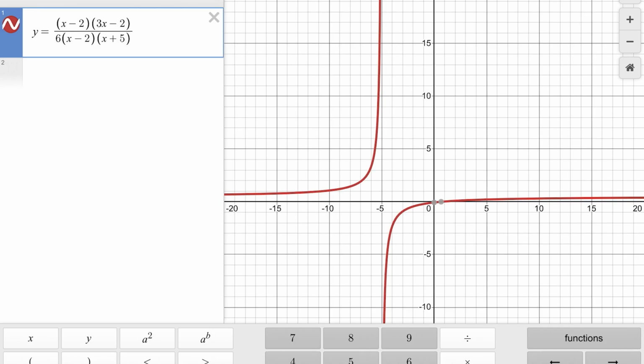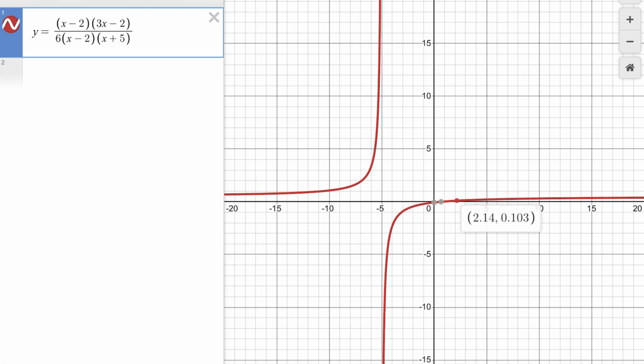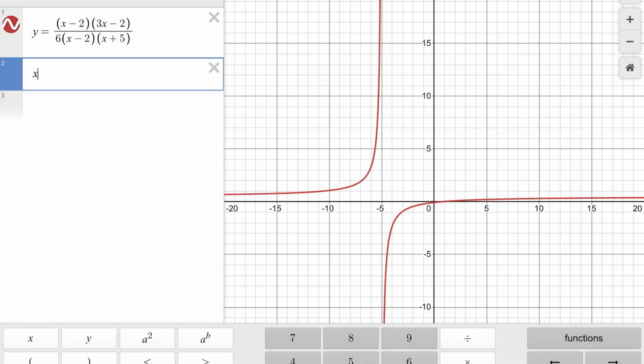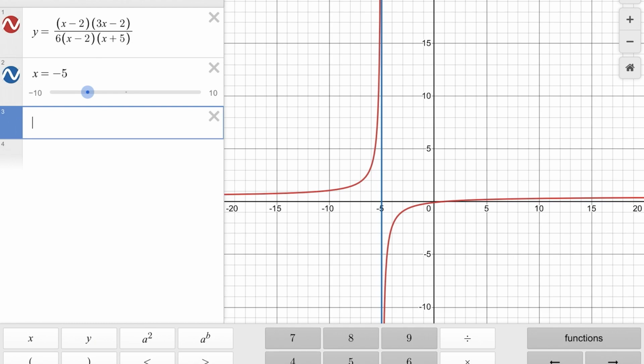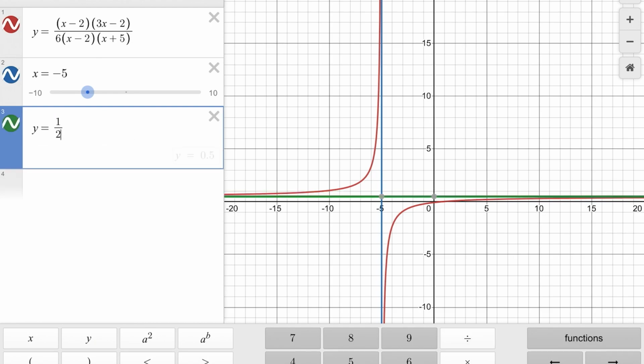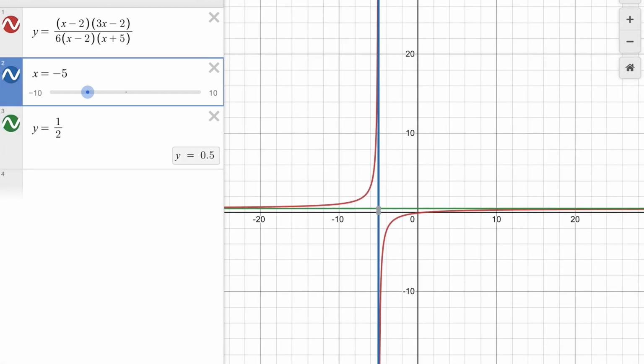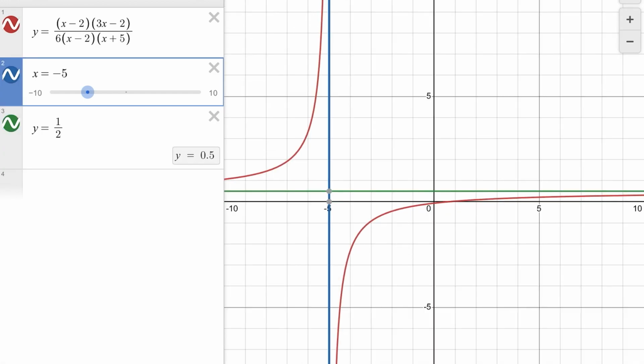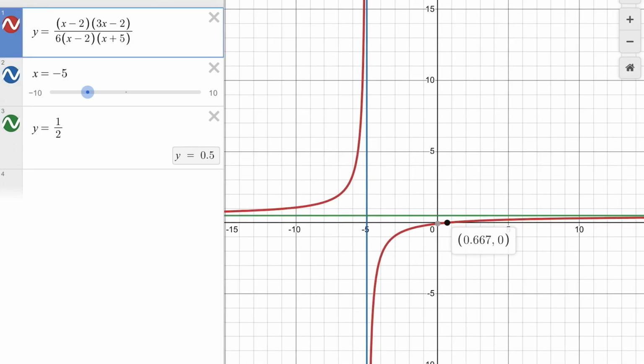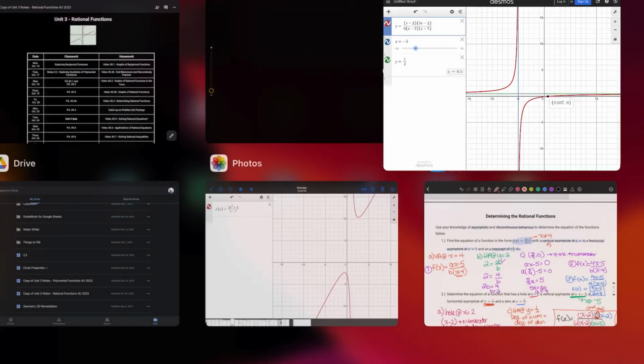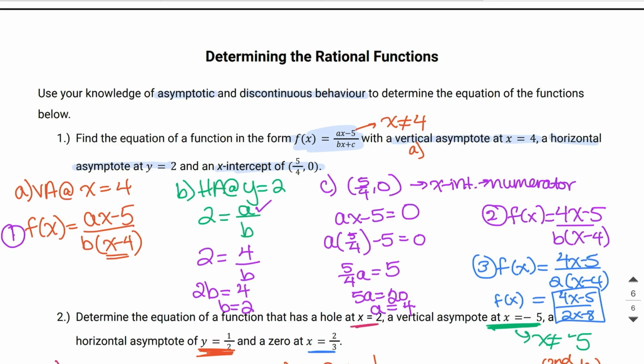Okay, so the first thing that we have to have is a hole at x equals 2. So I'm going to follow along my graph and see that when x is 2, it's going to be undefined. We also know that we have to have a vertical asymptote at x equals -5, which if you look at this right here, we for sure have. We also have to have a horizontal asymptote at y equals 1/2, which we have as well. And then we also have to have an x-intercept at x equals 2/3, which we do right here. We can clearly see that the x-intercept is 2/3. So we know that we've done this correctly.